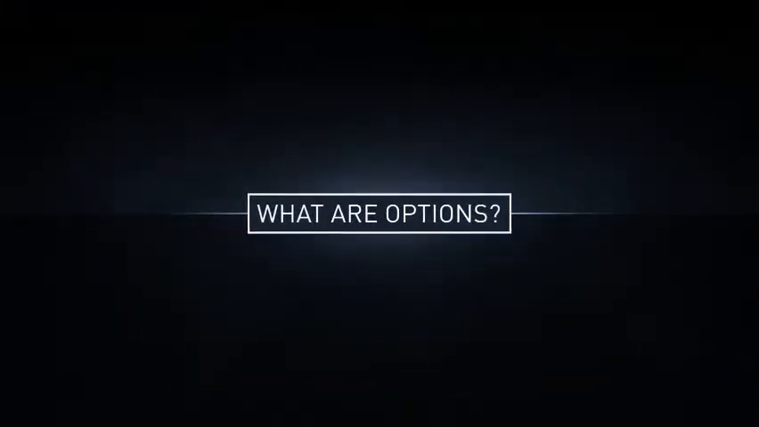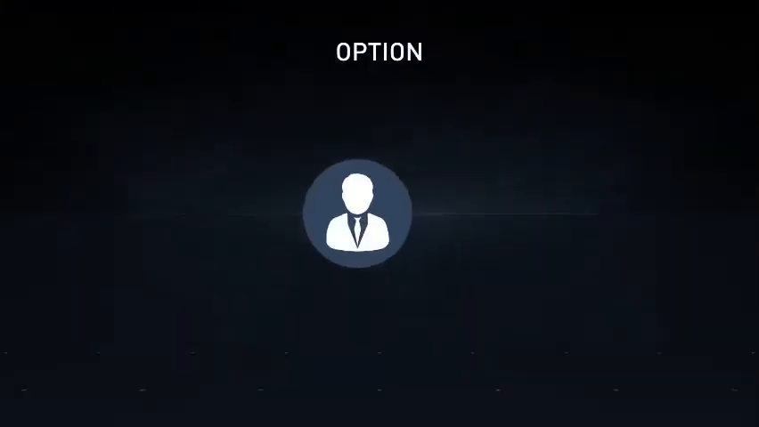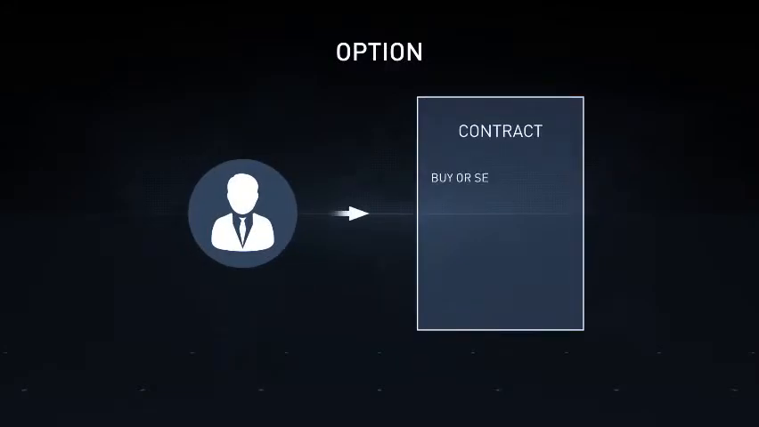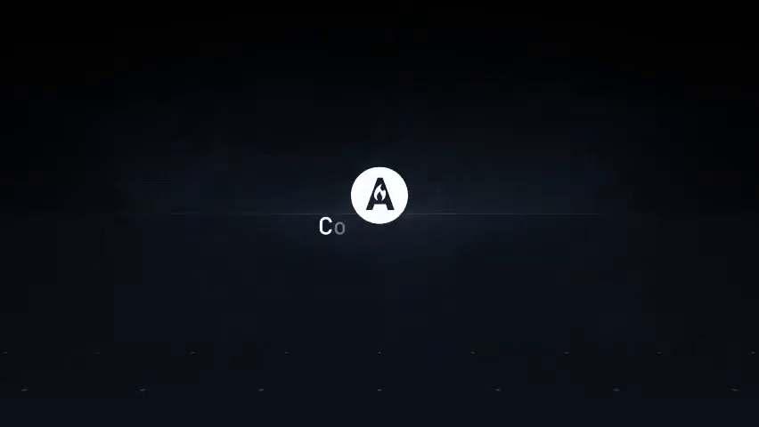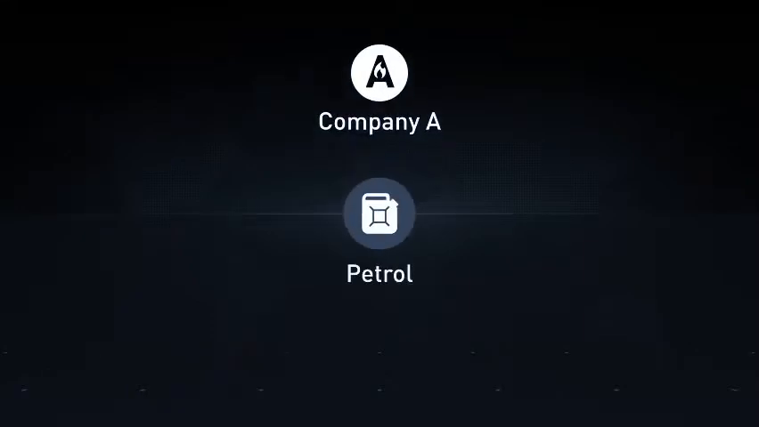What are options? An option is a contract that gives you the right to buy or sell an asset at a preset price at a specified moment of time in the future. Let's take an example. Company A sells petrol. The cost price of petrol includes, among other things, the cost of raw material. In our case, it's oil. Oil prices are changing constantly, so the company decides to use an oil options contract in order to mitigate the risk of oil price increase.